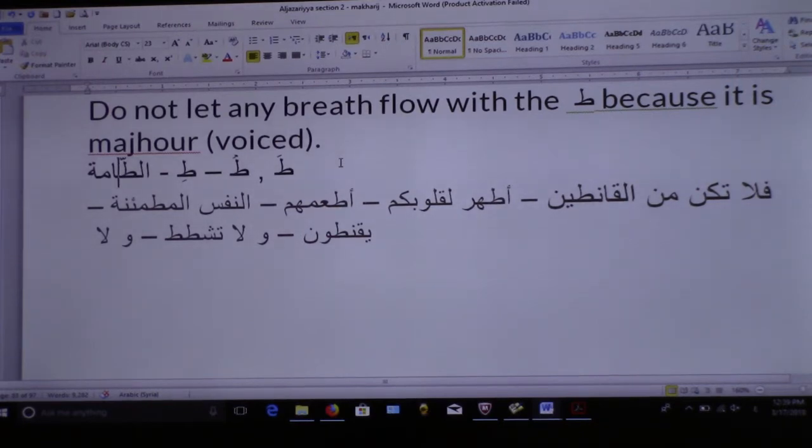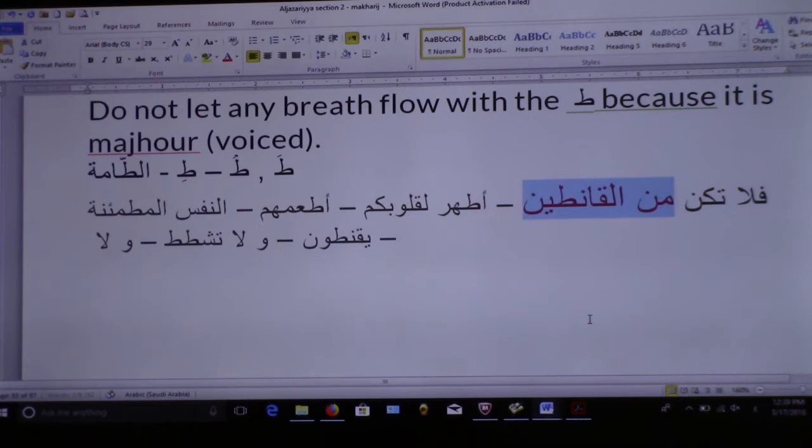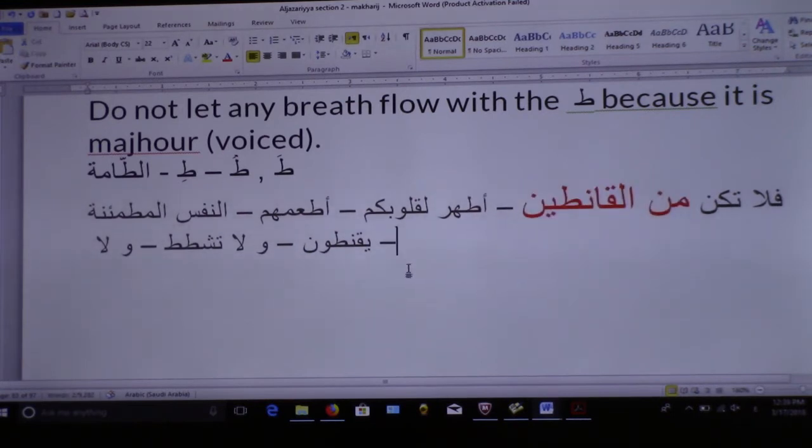الطامة. فلا تكن من القانطين. Very important example. If you change the ta into a ta, that will make the meaning different. قانطين means what?